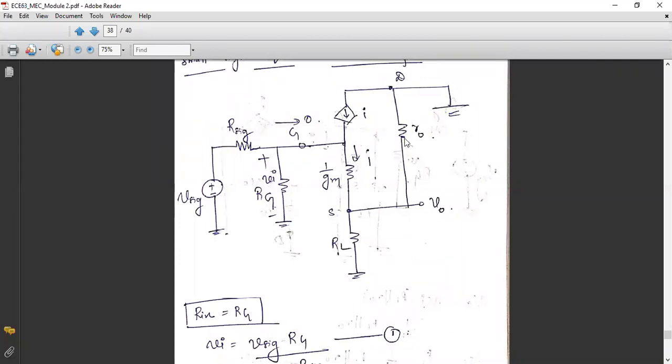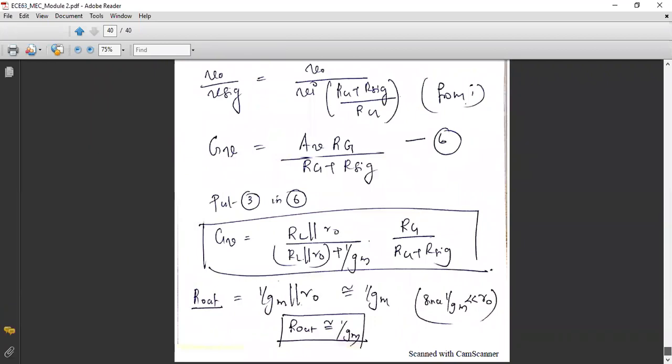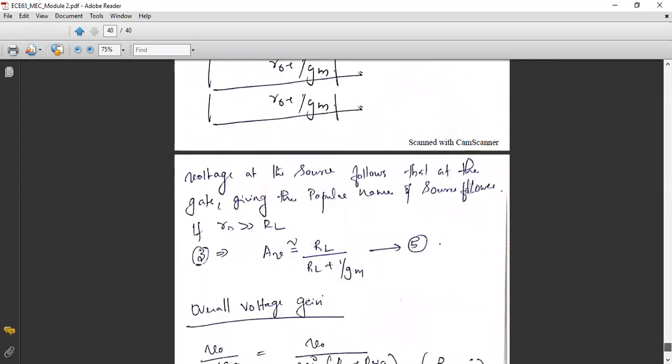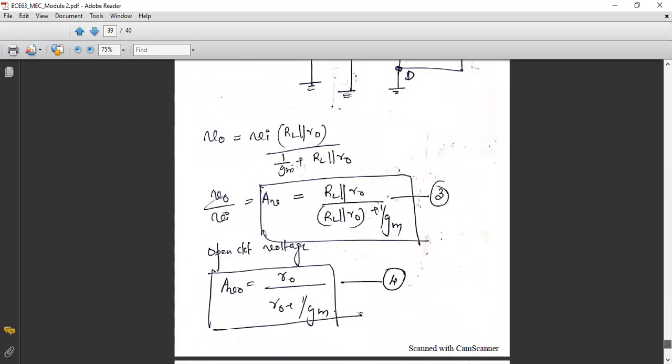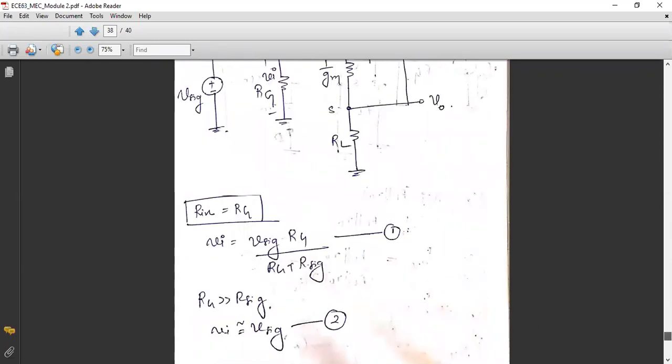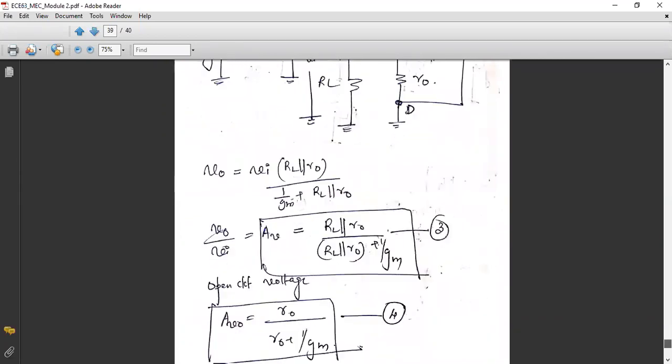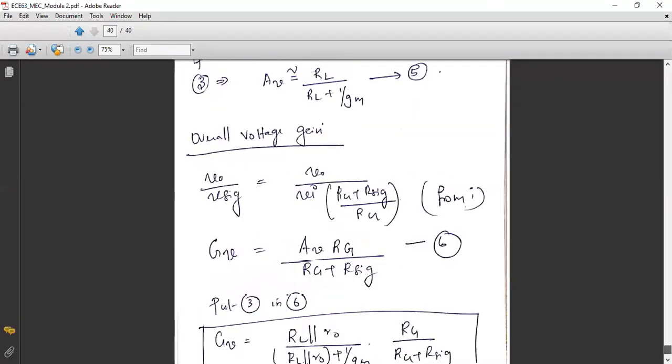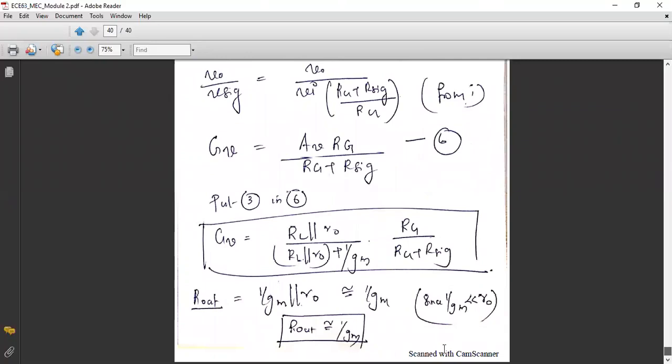Here, 1/gm is very much less than R0. So approximately the output resistance Rout is equal to 1/gm. This is the fourth result. So what are the results? One is the equation for Rin, that is Rg. Second is the equation for Av. Third is the equation for Av0. Fourth is the equation for Gv. And the last one is the equation for Rout. So these are the 5 results of the common source amplifier.